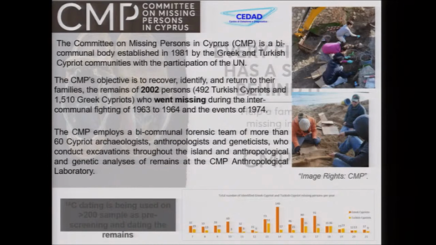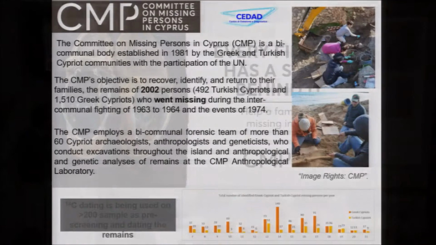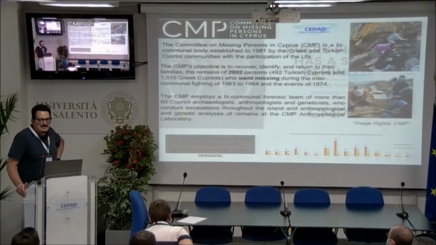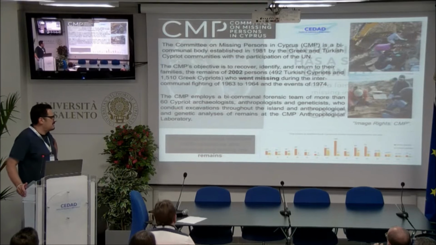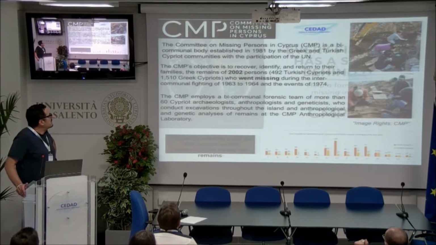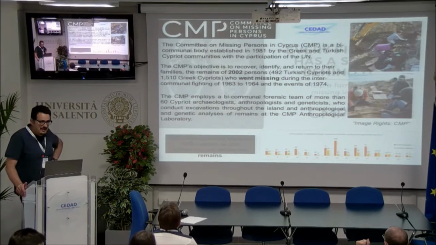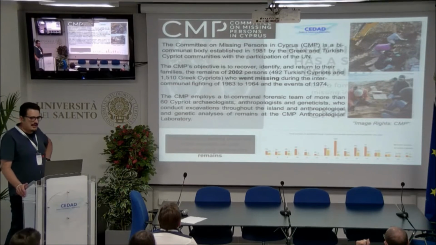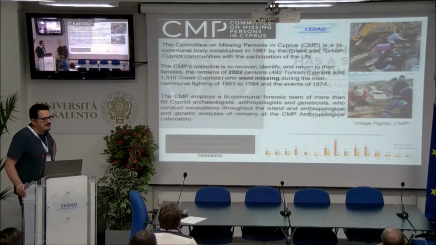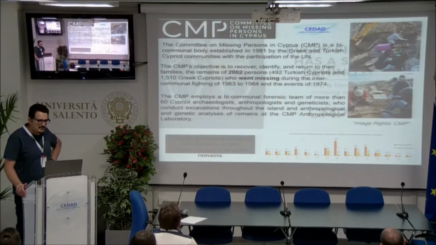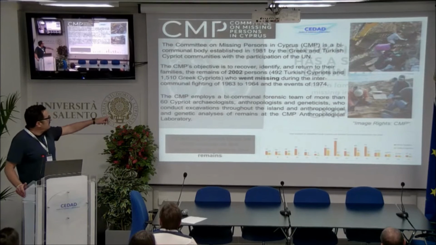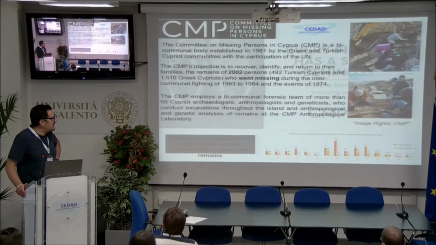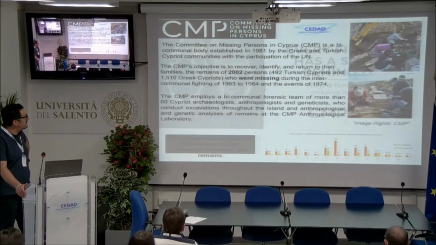a collaboration with the Committee on Missing Persons in Cyprus, which is a bicommunal body established at the beginning of the 1980s by the Greek and the Turkish communities, with the participation and support of the United Nations. They are trying to identify more than 2,000 missing persons who were killed during the civil war in the middle of the 1960s and in 1974.